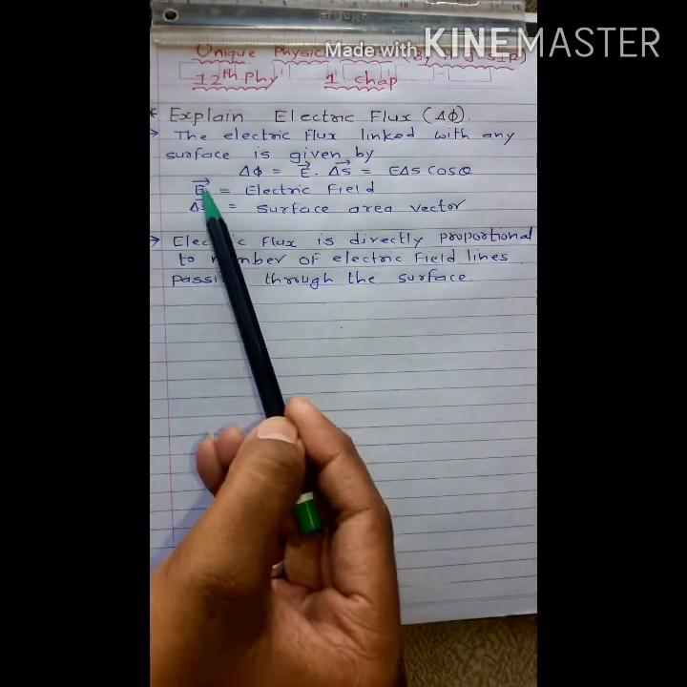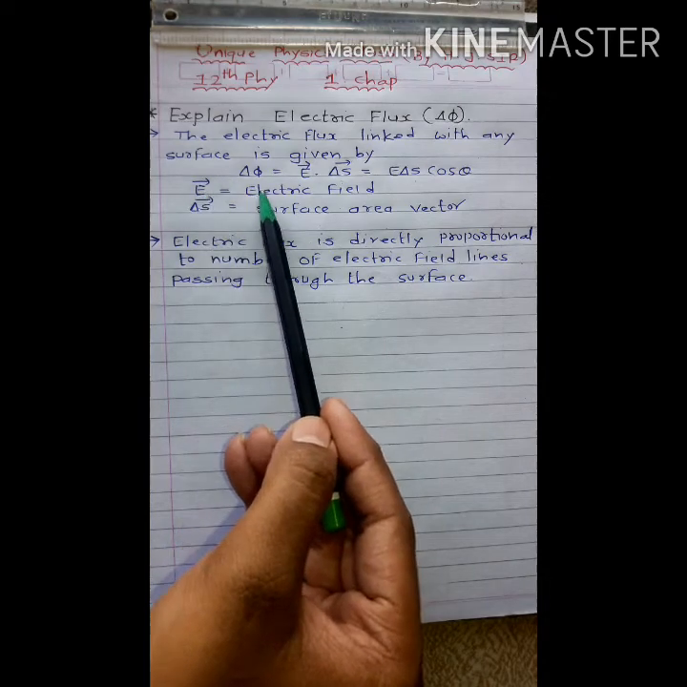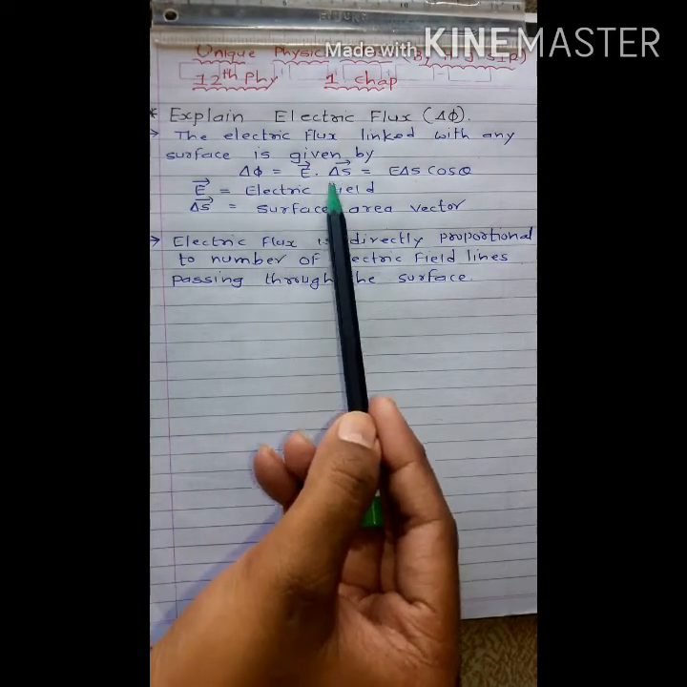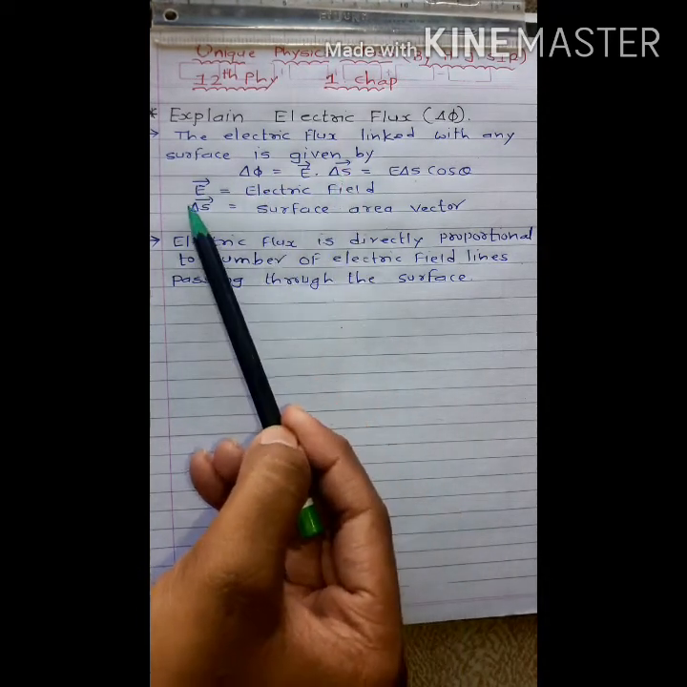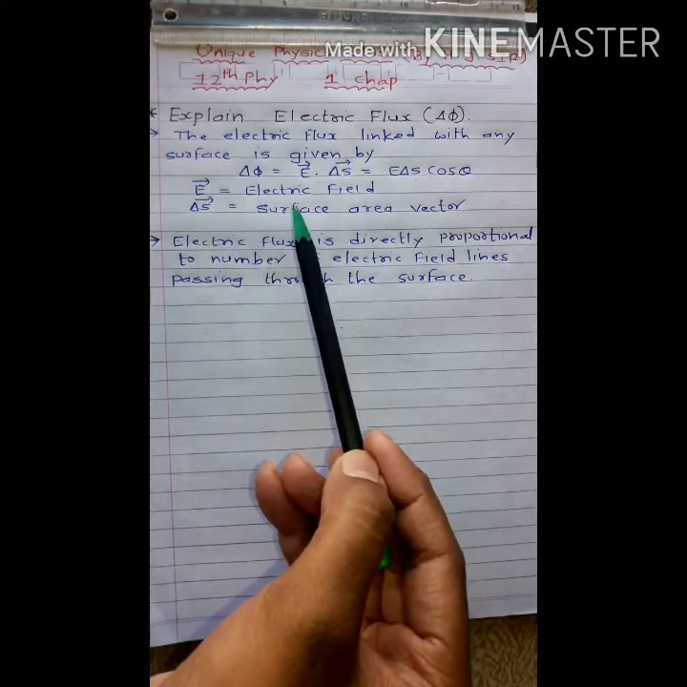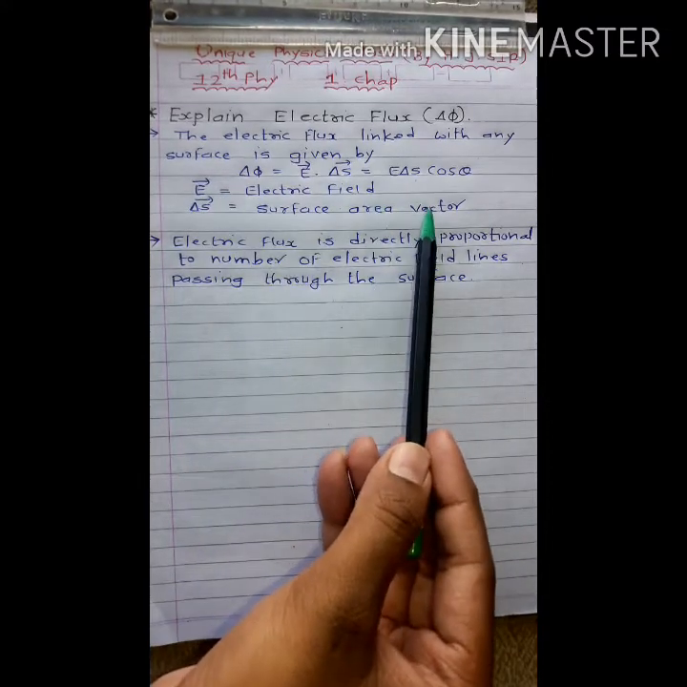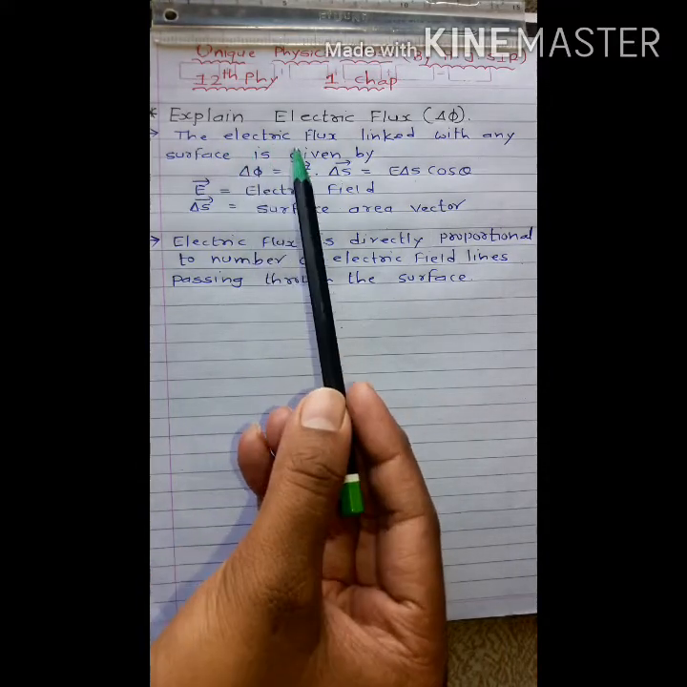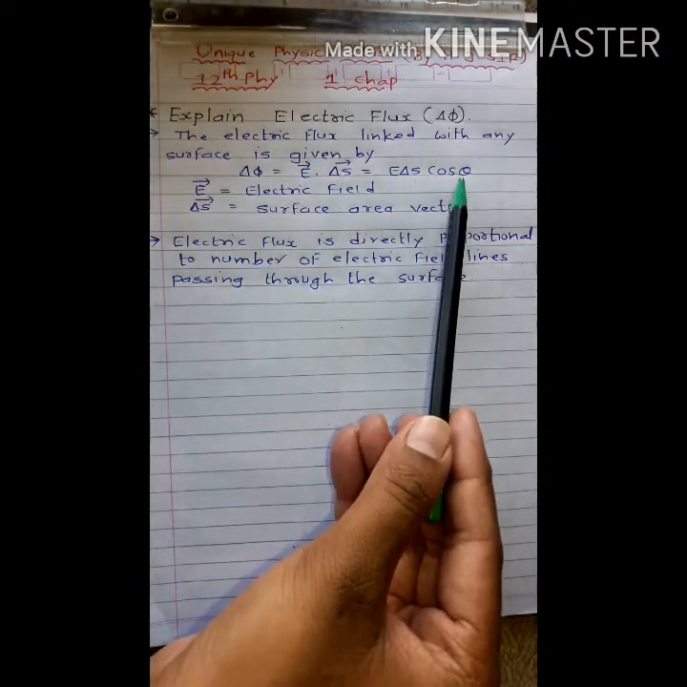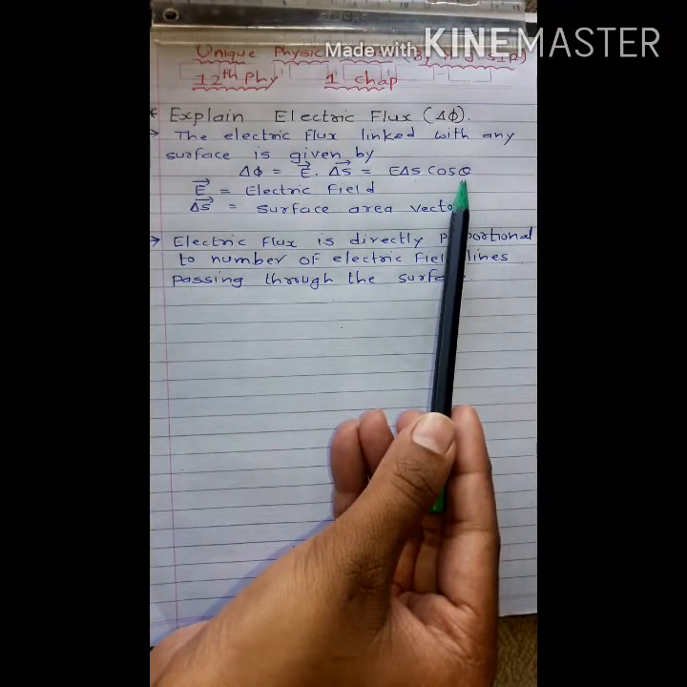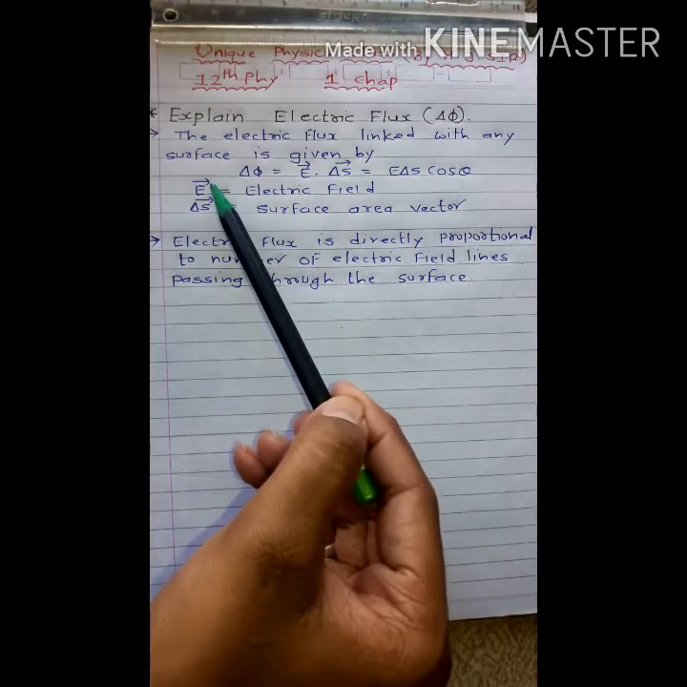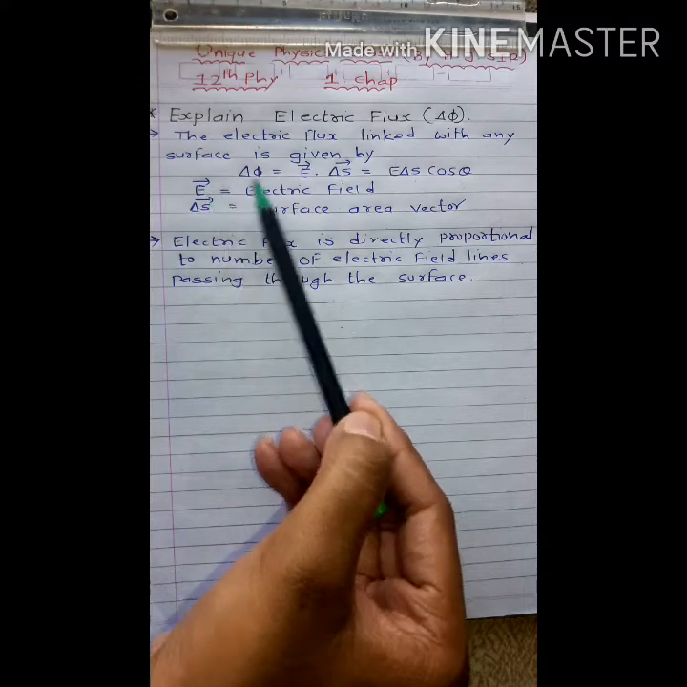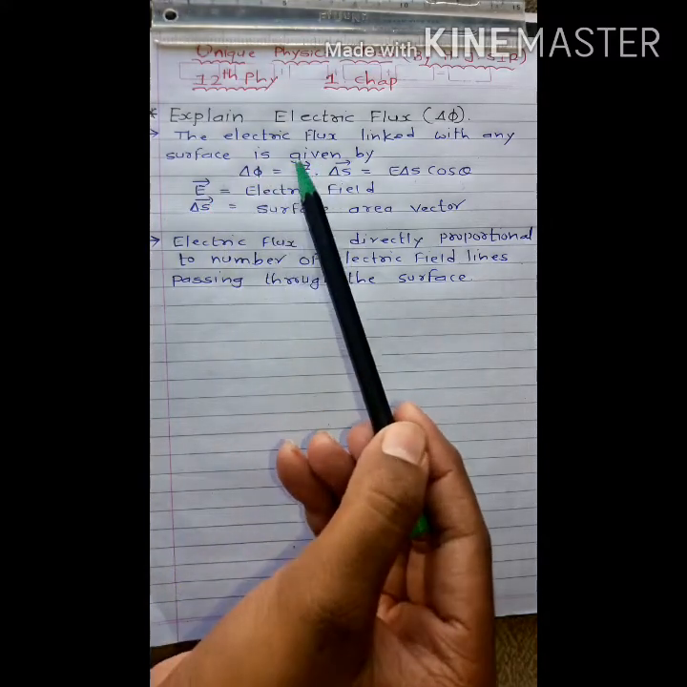Now what is E? E is known as electric field or electric field vector. What is delta S? Delta S represents the surface area vector of that given surface, and here we have the symbol theta. Theta represents the angle between vector E and vector delta S, the angle between these two vector quantities.